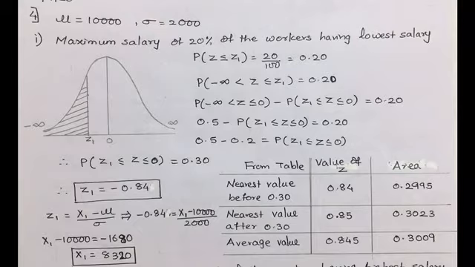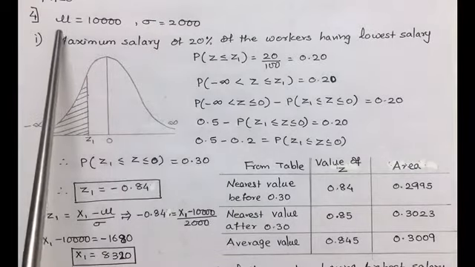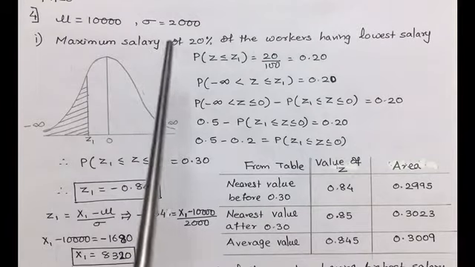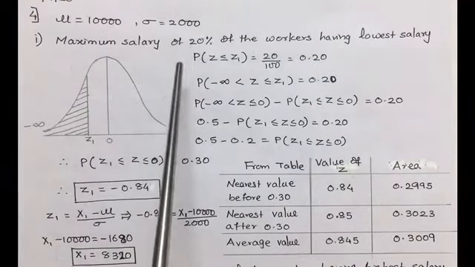Chapter number 3, Normal Distribution. Section E is fourth example. The example given over here is the monthly average salary of workers working in a production house is 10,000. Average means mean is given to be 10,000 and its standard deviation is 2000. Sigma given is 2000.